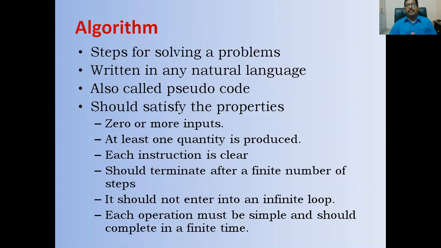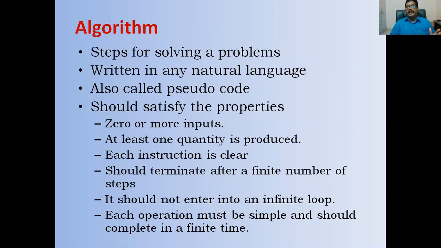Okay, first of all, we will see what the algorithm is. An algorithm is nothing but some steps to solve a problem. We already specified that we take a particular task or problem. How we solve that problem, written in simple English, is this algorithm. It is also called pseudocode, and it should satisfy some properties. What are the properties?